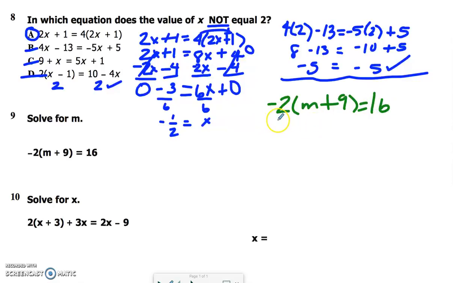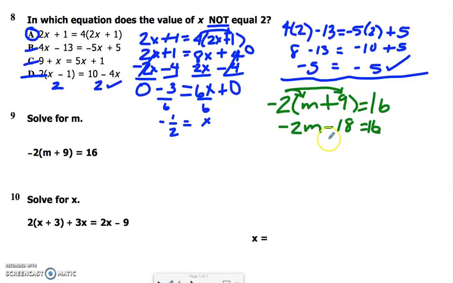Okay. Negative 2, get those arrows popping as our little video showed us. And don't forget to multiply negative 2 times both terms. So we get negative 2m. And then negative 2 times a positive 9 leaves us a negative 18. And that should be equal to 16. Whoops. We'll squeeze a 1 in there and make that a 16.